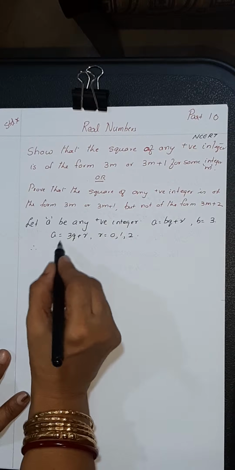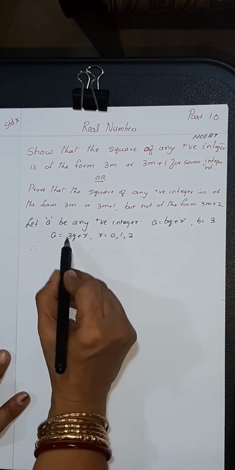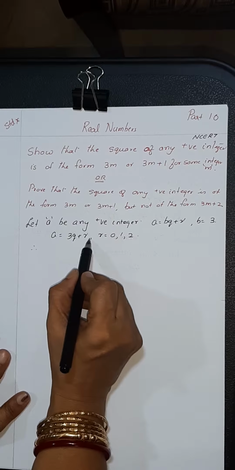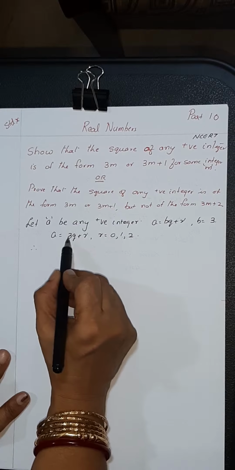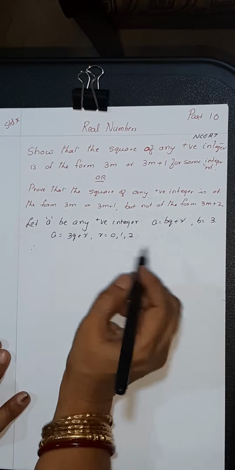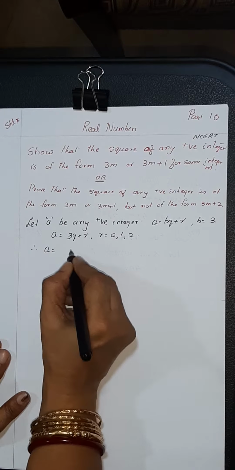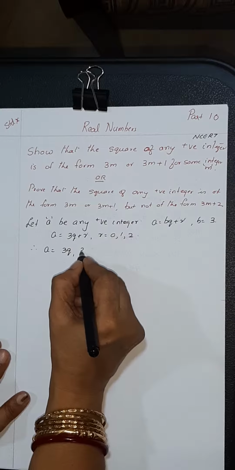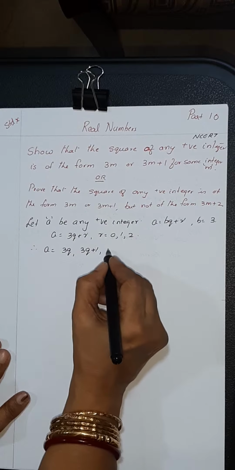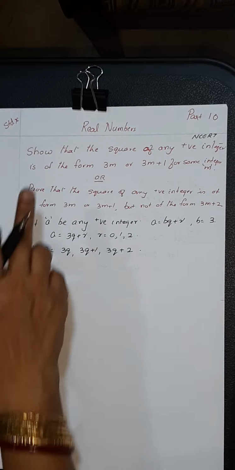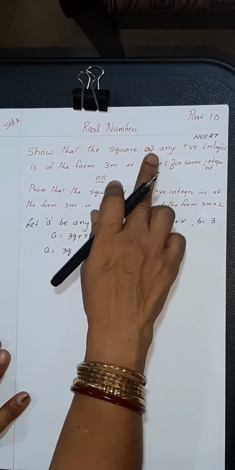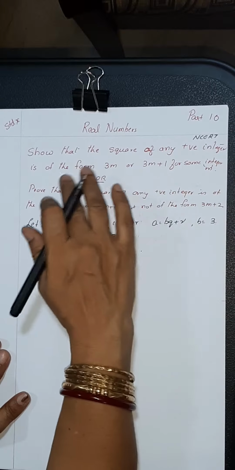Now a is of the form: when r is equal to 0, it becomes 3q; when r is equal to 1, it is 3q plus 1; and when r is equal to 2, it is 3q plus 2. So we can write a is equal to 3q, 3q plus 1 or 3q plus 2. Now we have to show that the square of any positive integer is of this form.